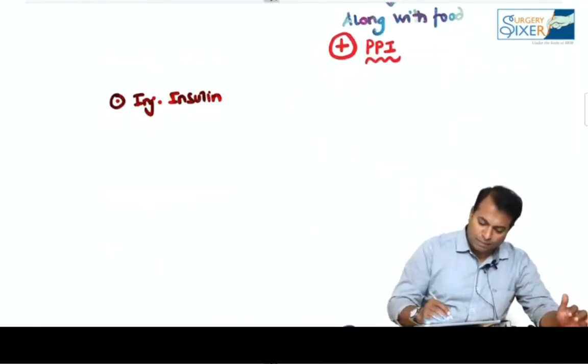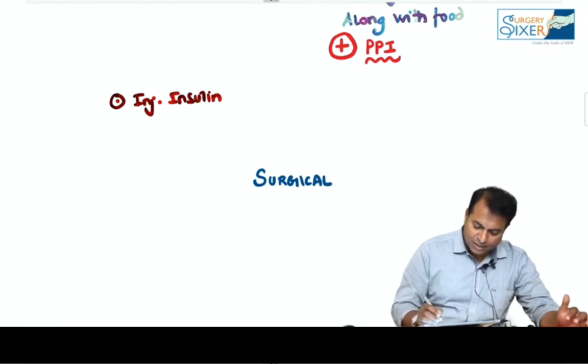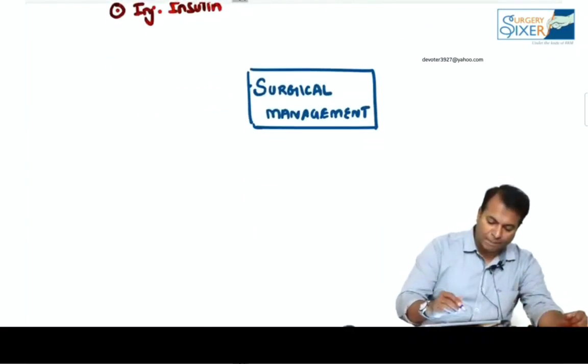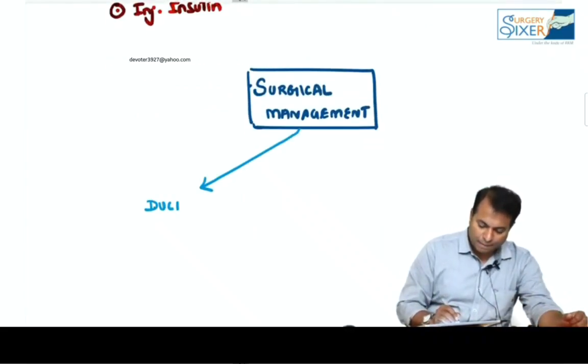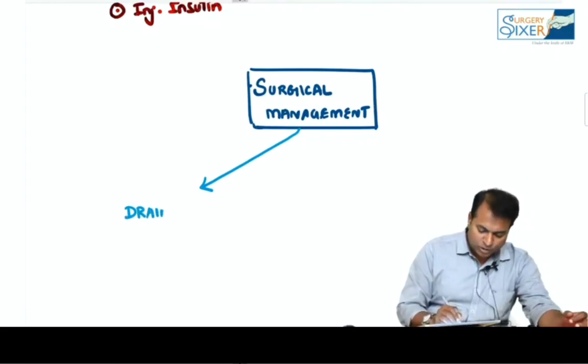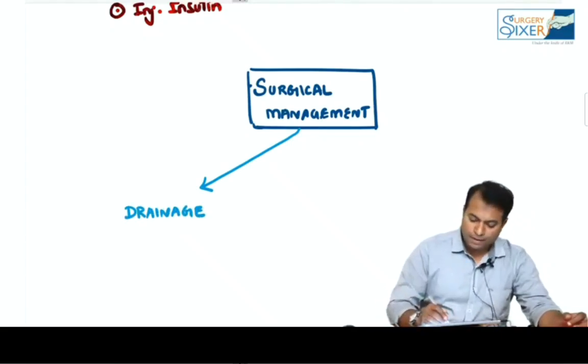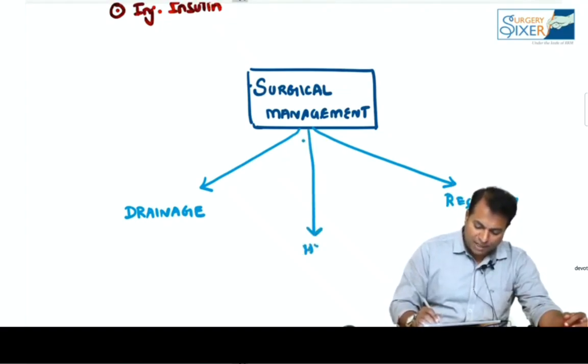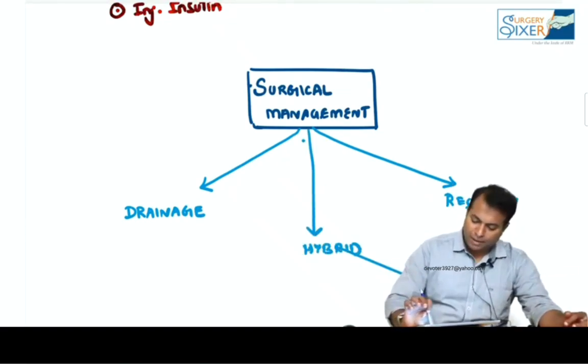Now coming to the surgical management of chronic pancreatitis. Surgical management is not very important for PG level, but let me give you a brief outline. The following are the methods of surgical management. One is drainage procedure. Two is resection procedure. And another one is hybrid procedure, which combines both. So drainage procedure, hybrid procedure, and resection procedure.